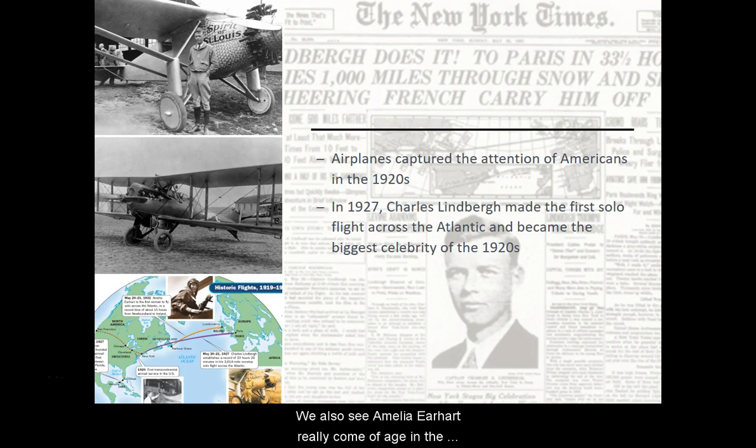We also see Amelia Earhart come of age in the 1920s. She's the first female pilot to make a transatlantic flight later in the 20s. In the 30s, obviously, she's tragically lost as she tries to make a circumnavigation of the globe, meaning fly all the way around the world. But America's attention is grabbed by these airplanes, and they really see them as this amazing new technology.